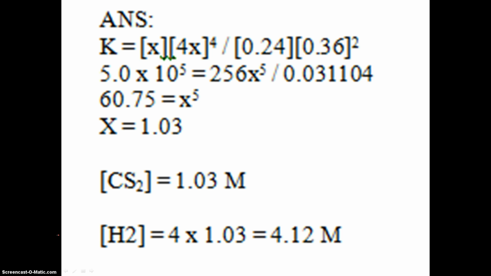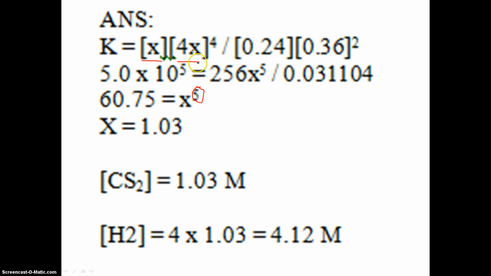So this is the answer to the first question. Granted, this kind of question I would not ask you on a test because it does go to the power of 5, but I'll just quickly walk through it. You don't know what your products are, but you are given the concentrations of your reactants at equilibrium. This question wants you to assume that you had nothing to begin with for products. So your final is plus X, and you had 4 moles of hydrogen, so that was plus 4X.